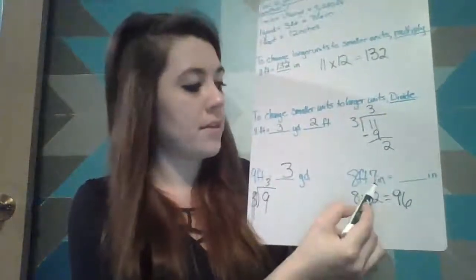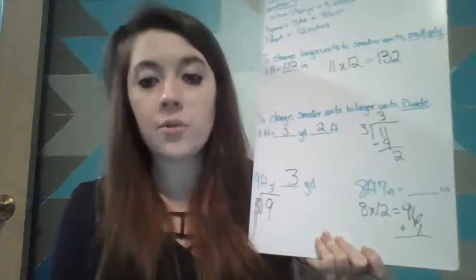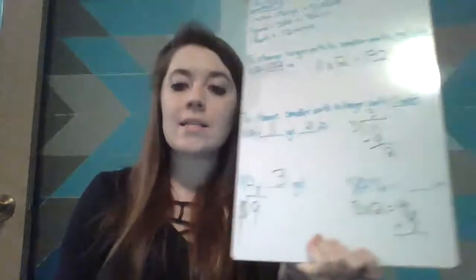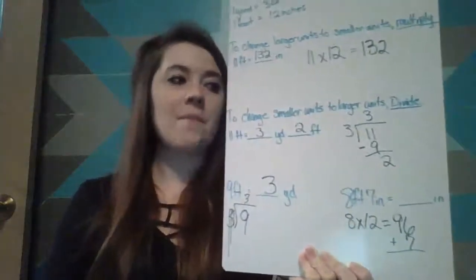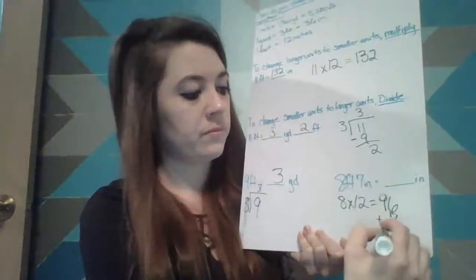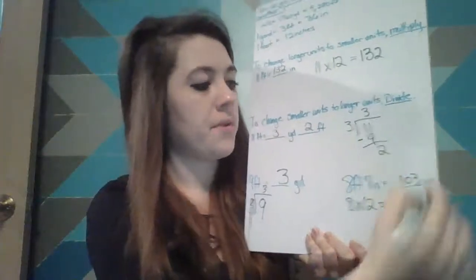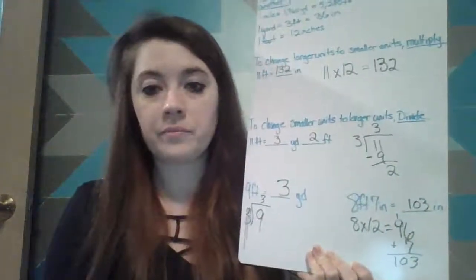Now we focus on this 7. So we're going to add the original 7 inches to the 96. So 96 plus 7 gives us 103. So it is 103 inches.